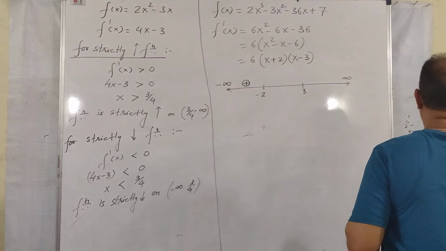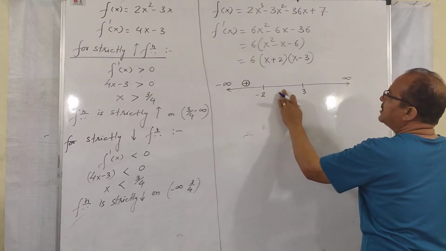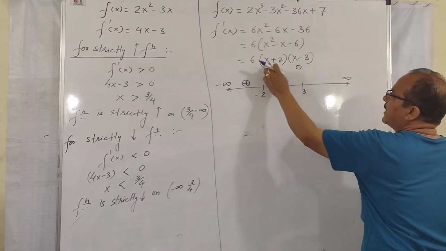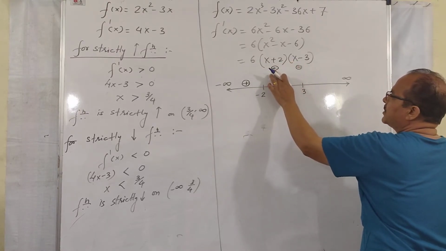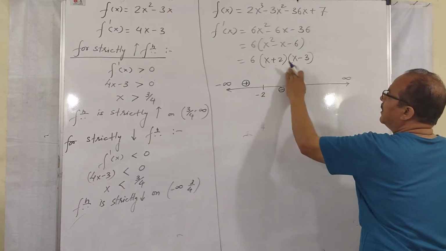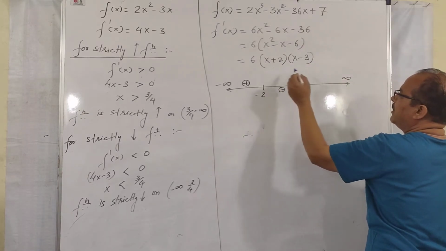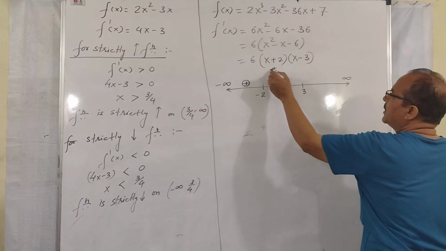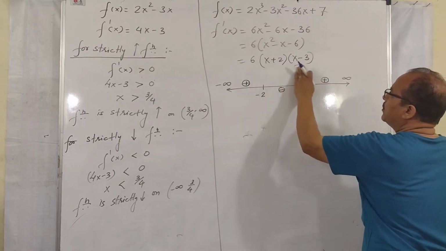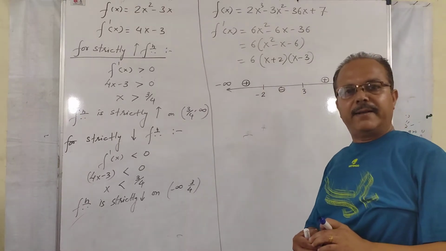Now when we take a number between minus 2 and 3, let us take 0. When you take x equal to 0, you will get a positive number here and a negative number here. So finally you will be getting a negative number. Now when you take a number between 3 and infinity, that is, if you take 4, then positive and positive, so this will also be positive. So in two intervals we are getting a positive sign, and in one interval a negative sign.